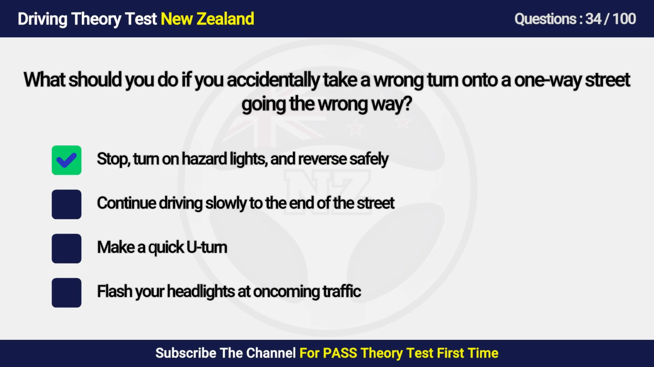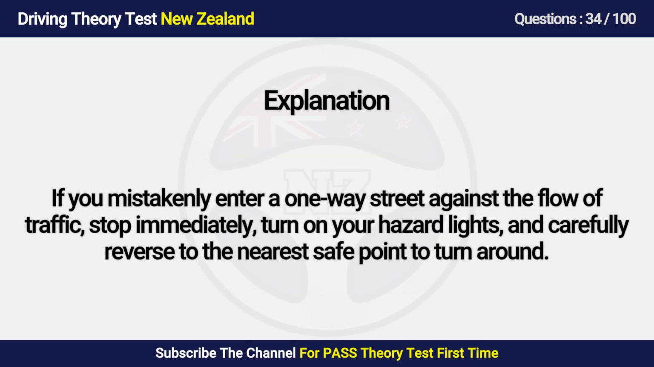Answer is A. Stop, turn on hazard lights and reverse safely. If you mistakenly enter a one-way street against the flow of traffic, stop immediately, turn on your hazard lights, and carefully reverse to the nearest safe point to turn around.